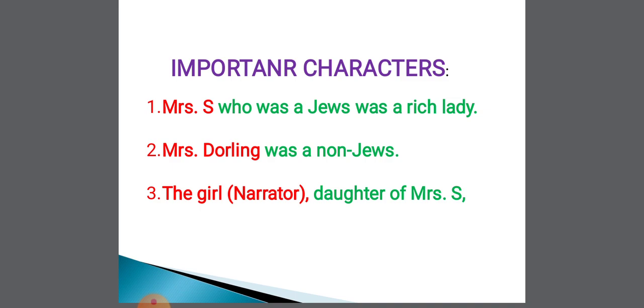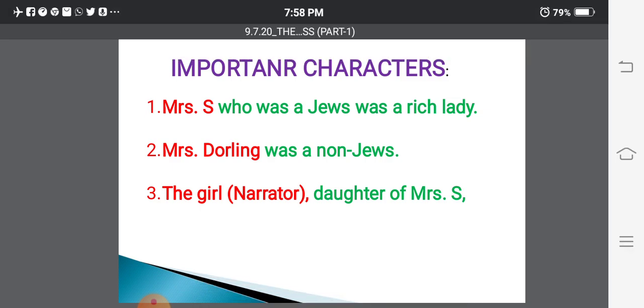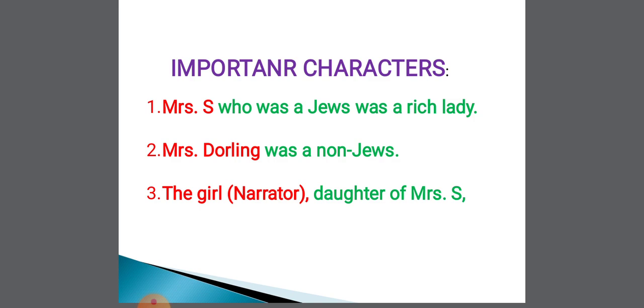Mrs. S was a Jew, actually a rich lady. Mrs. Darling was a non-Jew, and the narrator of this lesson was the daughter of Mrs. S. So there are three important characters that you get in this story. Mrs. S, this is the name of the mother. Her daughter is the narrator of the story, and we will get another important character, Mrs. Darling, who was a non-Jew.